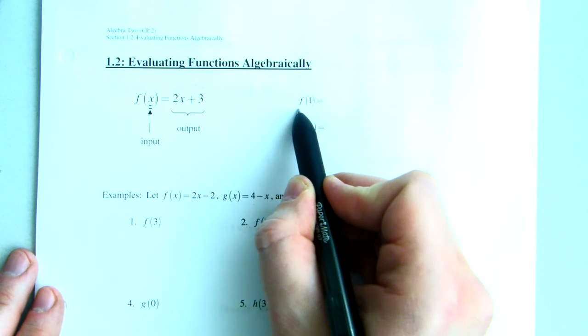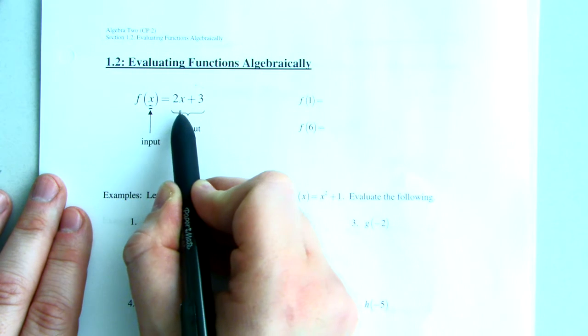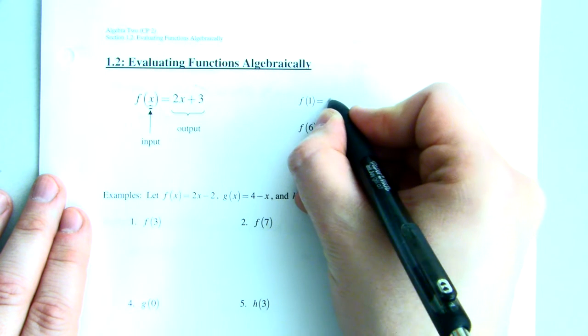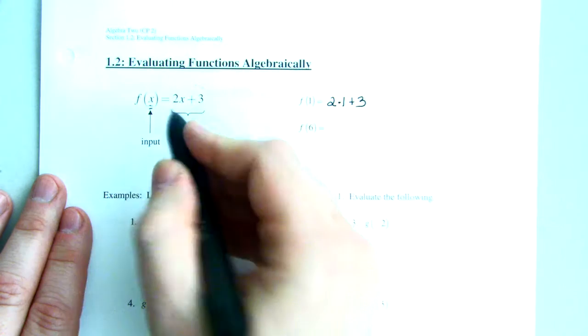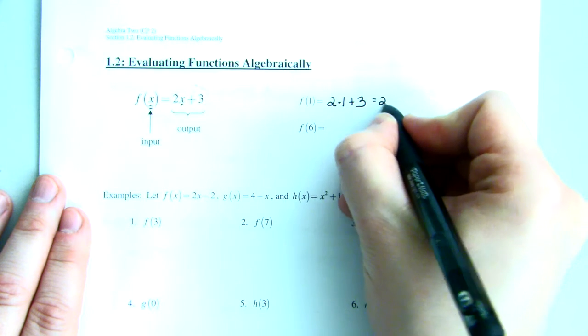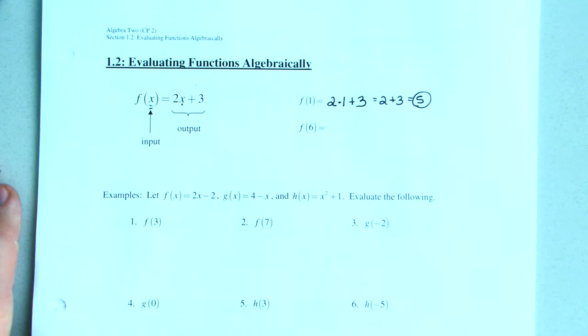If I want to find f of 1, that means I'm going to plug 1 into my function where the x is and see what I get for an output. Well, f of 1 is going to be 2 times 1 plus 3. I'm just plugging in a 1 where the x is. Well, 2 times 1 plus 3, that's 2 plus 3. That's going to give me 5. F of 1 is 5.